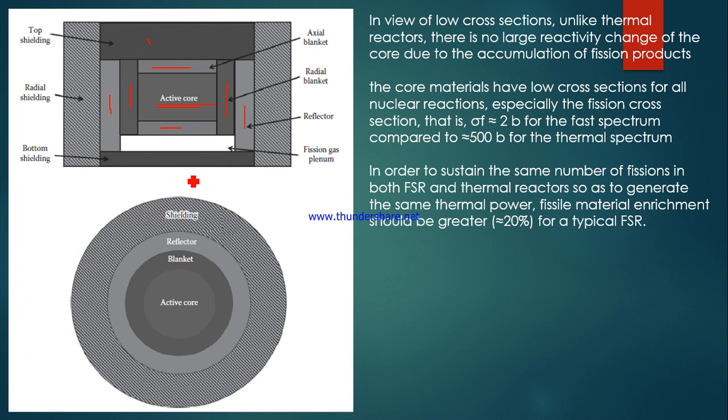If you see the geometric structure of the fuel sub-assembly, this is also kept there, because the gases produced during the fission will be accumulated here. And this is the shielding, the axial shielding, and this is the radial shielding.